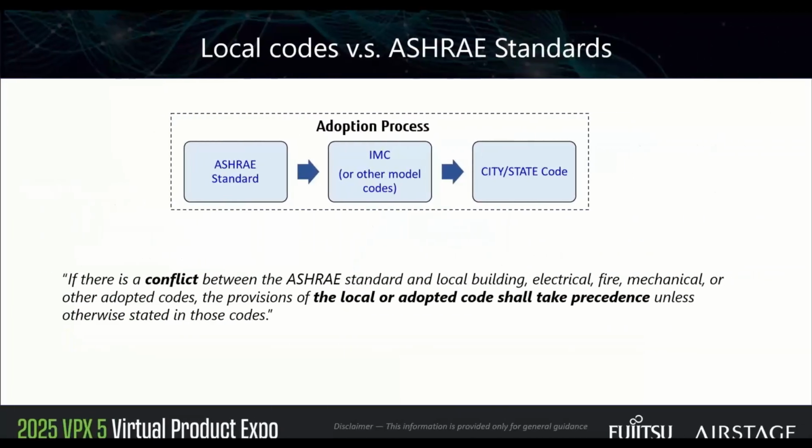So on the next slide, you will see the local codes, how they work with this. An ASHRAE standard is just a document, but eventually it's going to be an IMC or other model codes, and from there it trickles down to city or state code. And that's when we really need to use it. It's important to remember that the local code or adopted code shall take precedence if there are differences between the local code and an ASHRAE standard. What we have in the local code, that's more important.